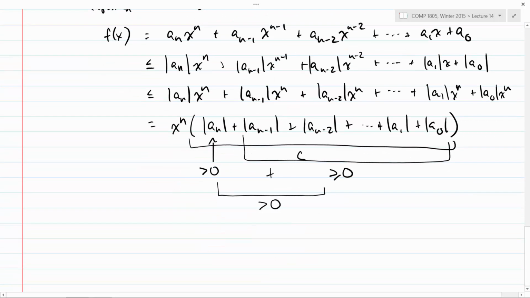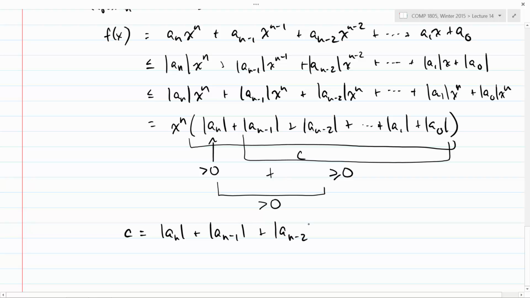All right, so at this point, I can say c is equal to the absolute value of a sub n, the absolute value of a sub n minus 1, the absolute value of a sub n minus 2, and so on. And what's my value of k?